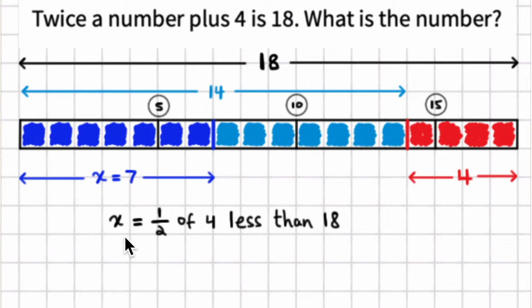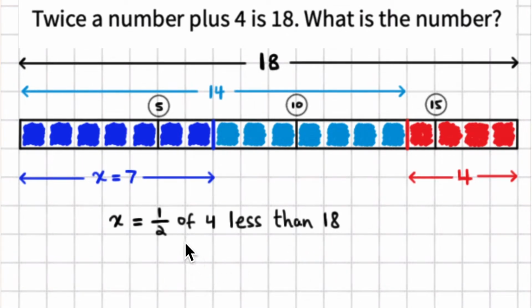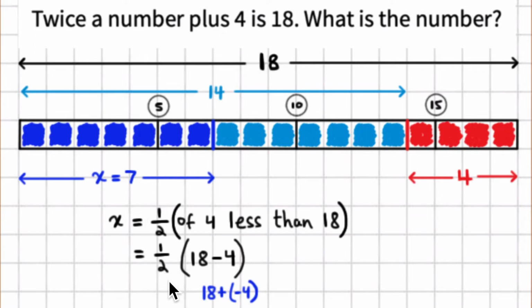So here's the problem in words and symbols. And it's important to put this 4 less than 18 inside parentheses, because if it was written this way, you'd have to calculate 1/2 of 4 first, which equals 2. And so this would read as 2 less than 18, or 16. Well, that's not correct. So you have to put this inside parentheses. So 1/2 of 4 less than 18. So here it is in symbols and numbers. 1/2 of 4 less than 18, which by the way is the same as 18 plus -4.